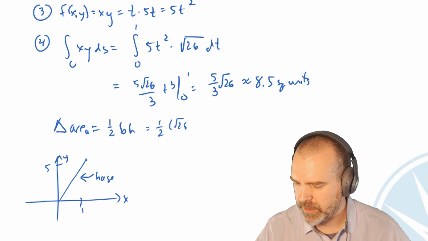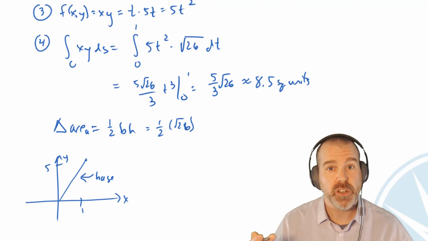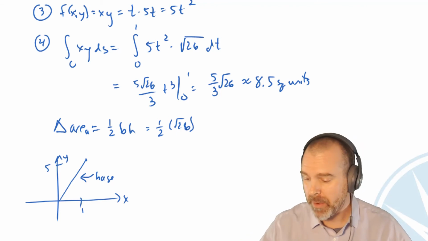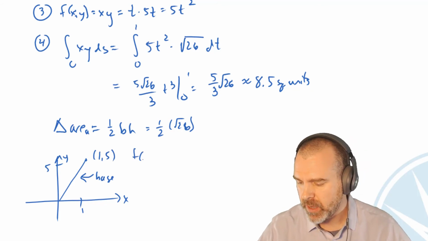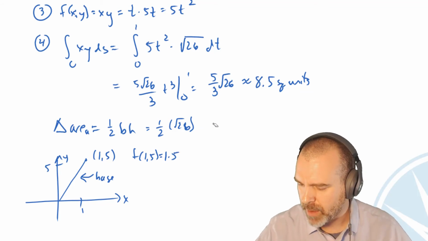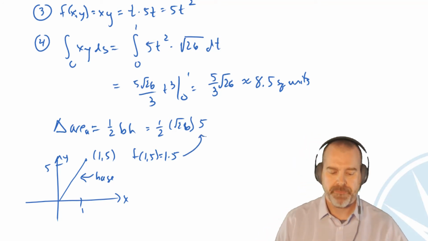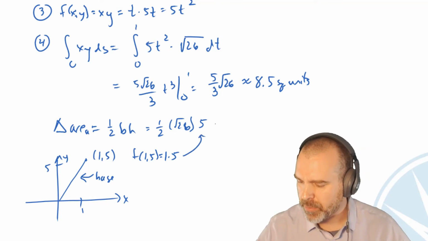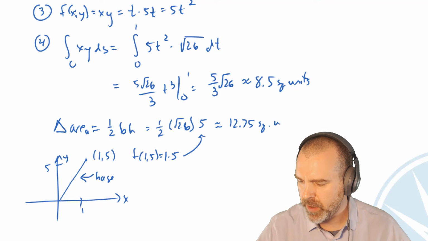Base is square root of 26. And then the height will be the function value there, which will be, remember, that's the point (1, 5), and the function is x times y, and so that's 5. Whoops, times 5, right? The height is 5. And that one is approximately, it's going to be bigger. It's about 12 3/4, about 12.75 square units.